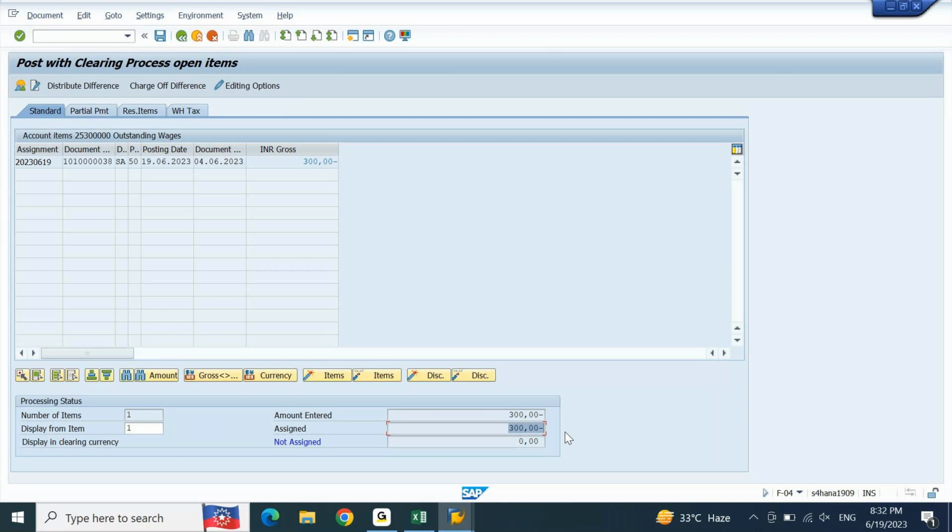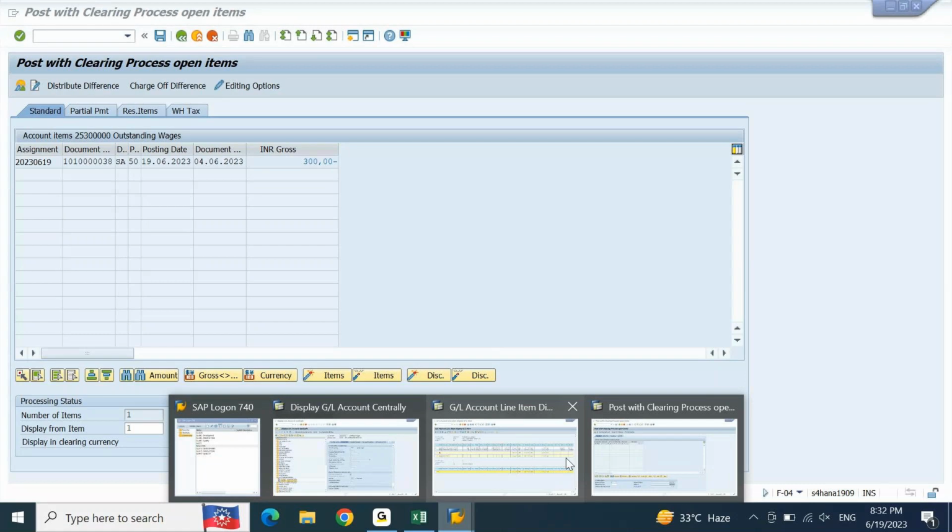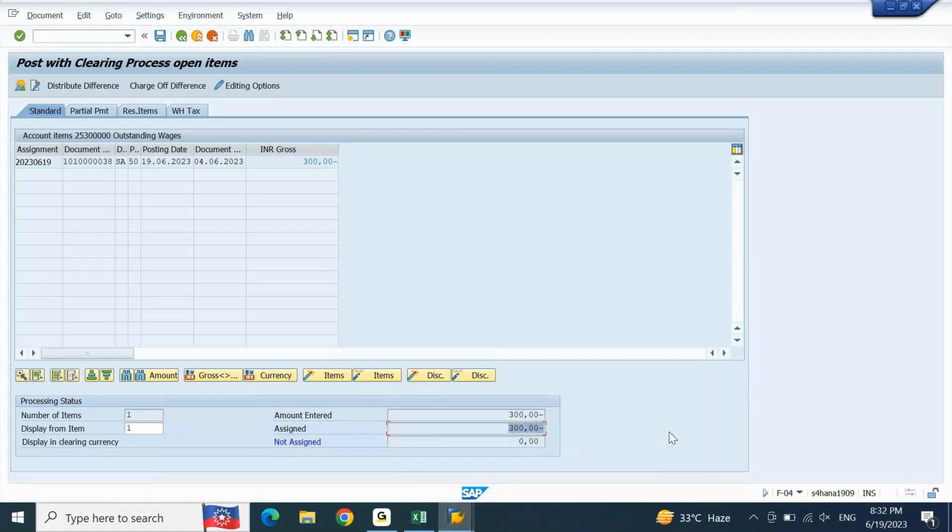300 minus, which means you told the system to clear 300 credit. You told the system that you are clearing 300 credit. That is what you have given as your input, debit or credit. We have given input of 300 credit by giving posting key 50, and for the extent of 300 credit you have to allot or assign open items.